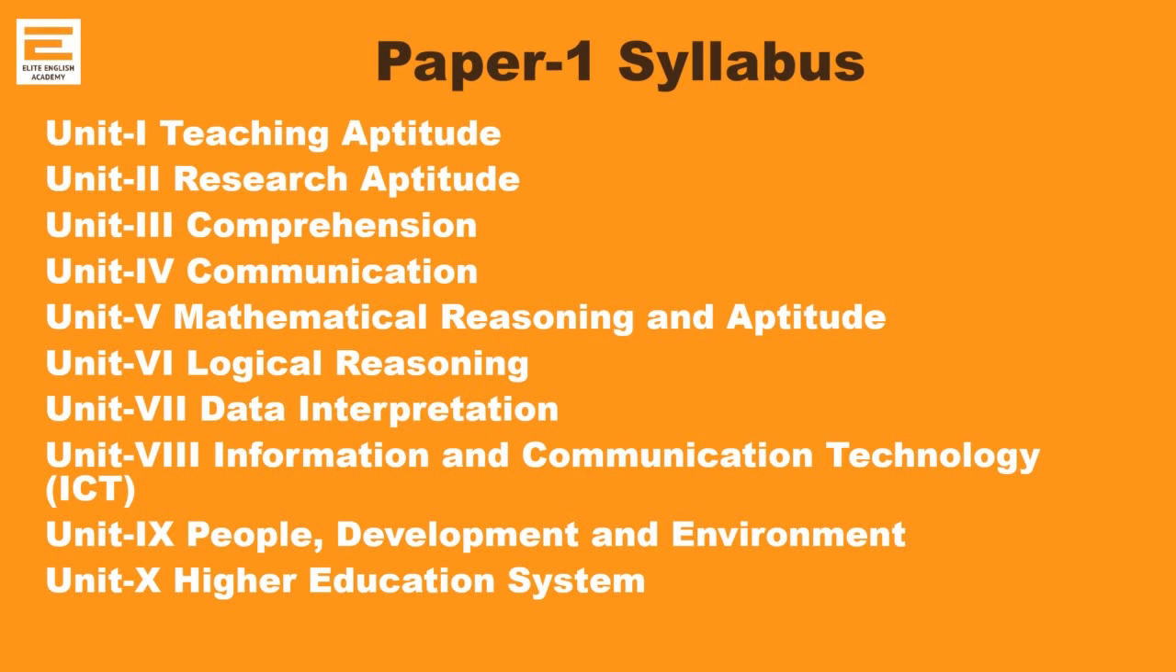So now Paper 1. Paper 1, as usual, consists of 10 units: teaching aptitude, research aptitude, comprehension, communication, mathematical reasoning and aptitude, logical reasoning, data interpretation, information and communication technology, people, development and environment, higher education system. If you have a close look at the syllabus, for English literature students, the first 4 units are a cakewalk.